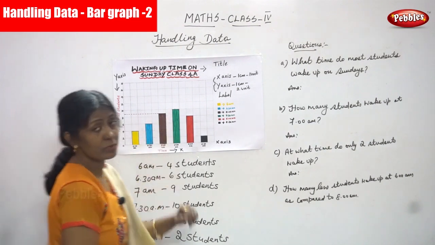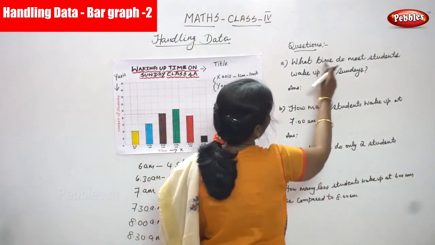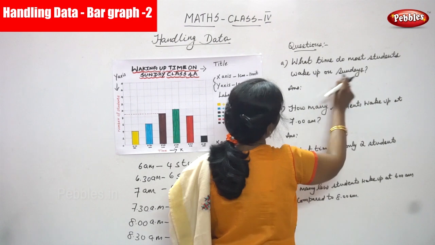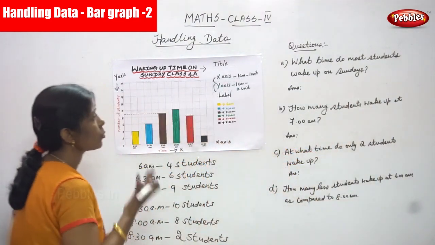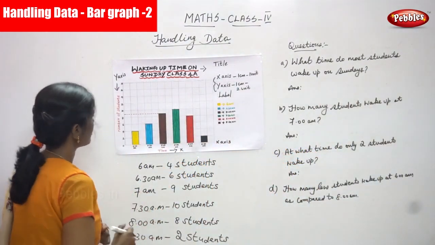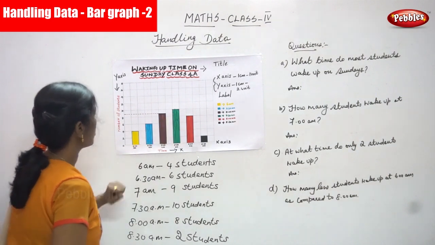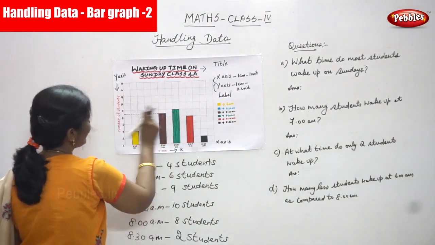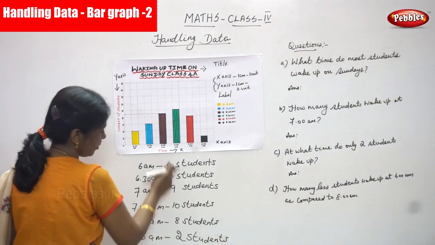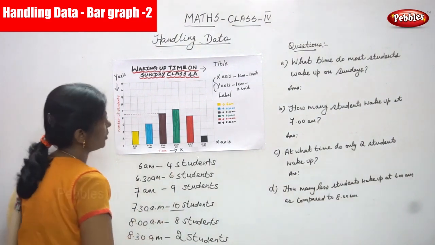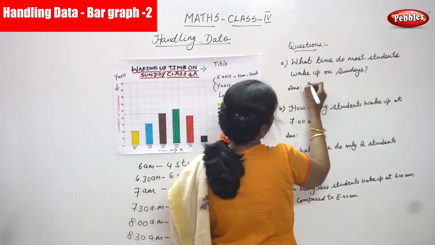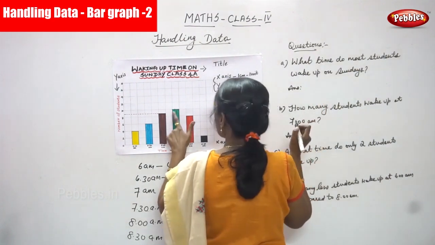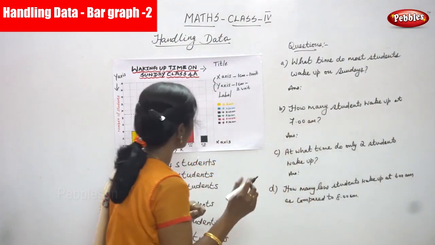So what is the question? Now we are going to analyze the question. What time do most students wake up on Sunday? That is the question. The answer is 7:30 a.m., because the highest number of students is 10. So 10 students wake up at 7:30 a.m.